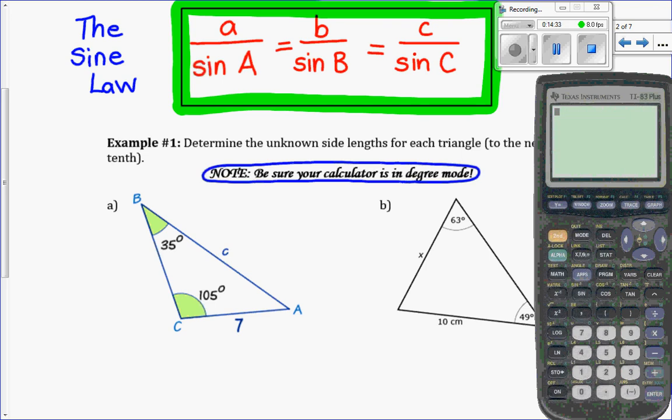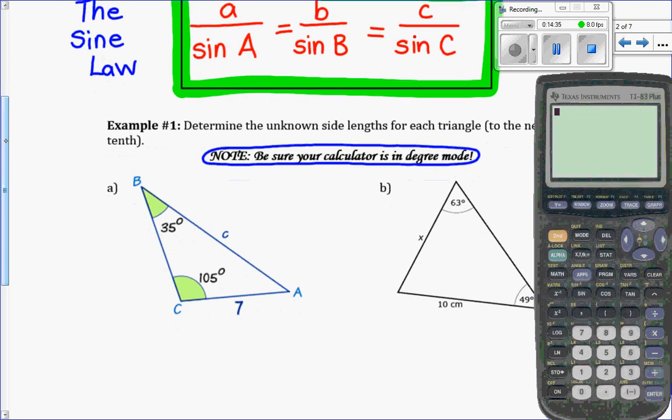Okay, so we have two triangles here. This triangle ABC, we've got angle B and angle C given. We've also got side length B given. That's the 7 degrees, or 7 down here, okay? We don't know side C, and we don't know side A, okay? We have to figure out the unknown side lengths. So that means we're going to need to determine what C is as well as what A is. Okay? So we'll use bits and pieces, two parts of this sine law in order to figure that out.